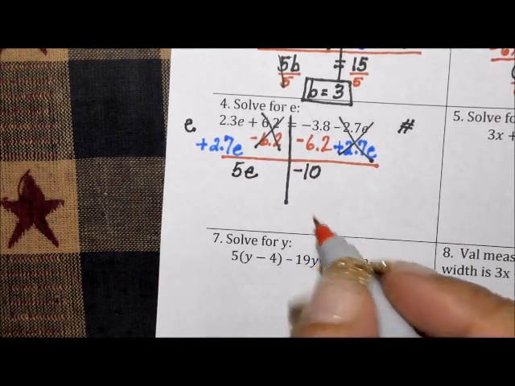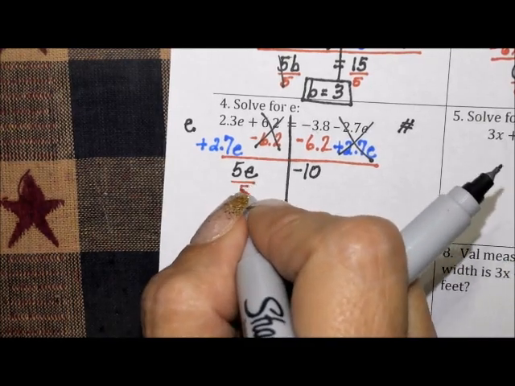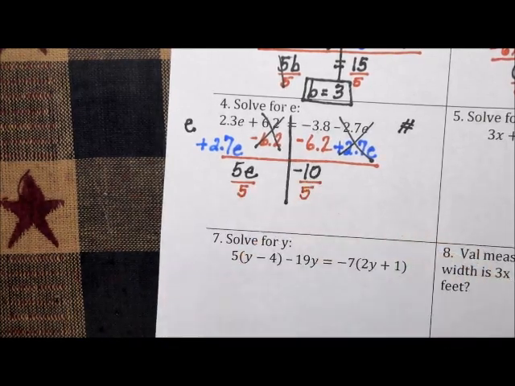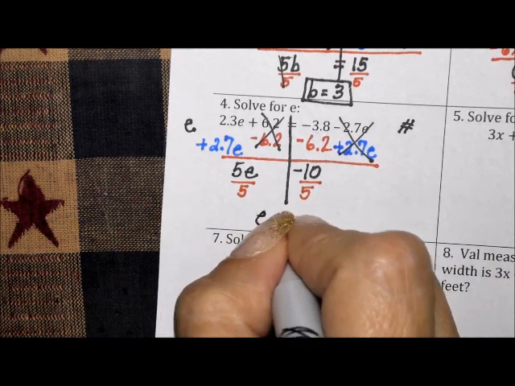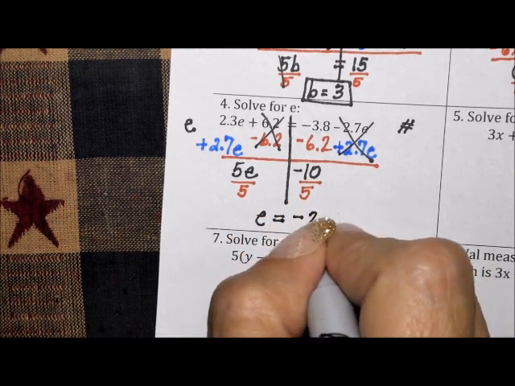In order to get the 5 away from the e, I'm going to do the inverse operation, which is division. So e will equal negative 2.